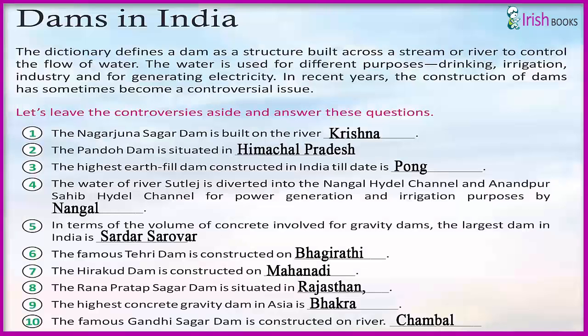Dams in India. The dictionary defines a dam as a structure built across a stream or river to control the flow of water. The water is used for different purposes: drinking, irrigation, industry, and for generating electricity. In recent years, the construction of dams has sometimes become a controversial issue. Let's leave the controversies aside and answer these questions.